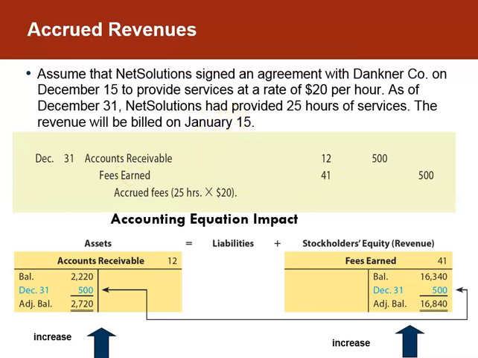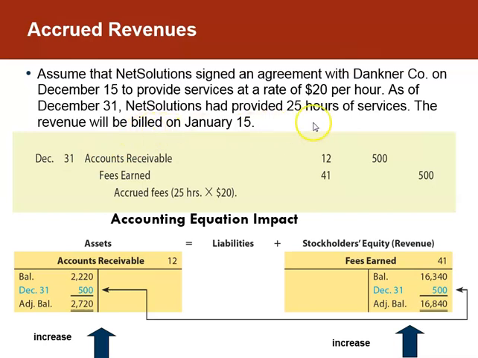Okay. So this is a situation where, if they had provided these services, let's say between December the 1st and December the 14th, they had provided 25 hours of service, this would not be an adjusting entry. This would just be a regular entry. It would look the exact same, but it would not be an adjusting entry. The only thing that would be different would be the date over here.